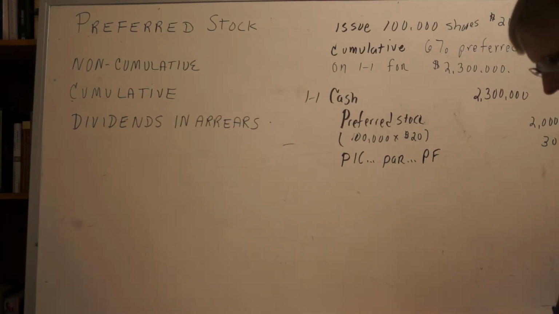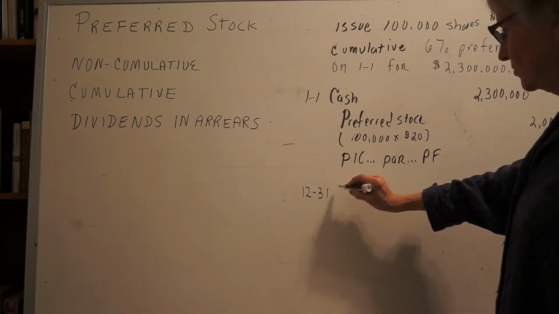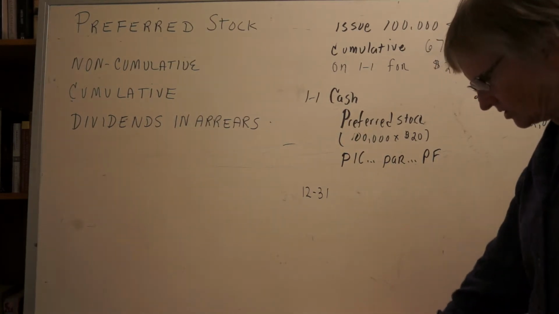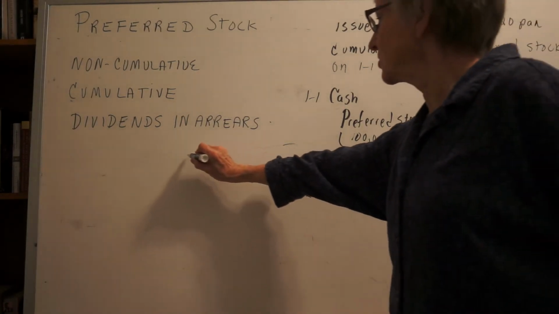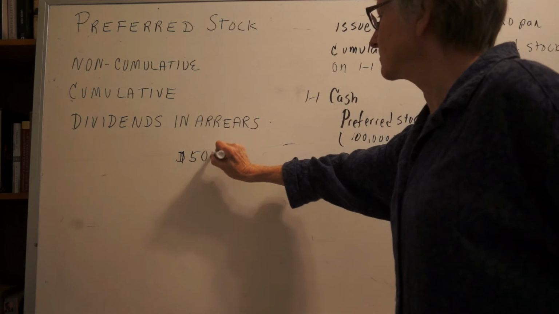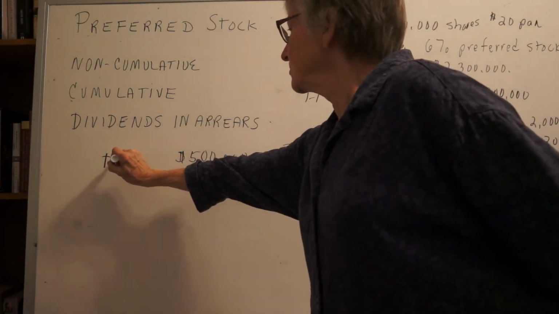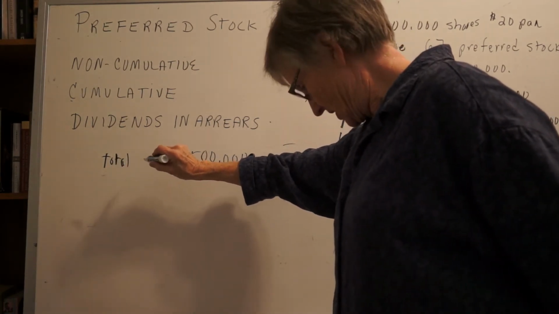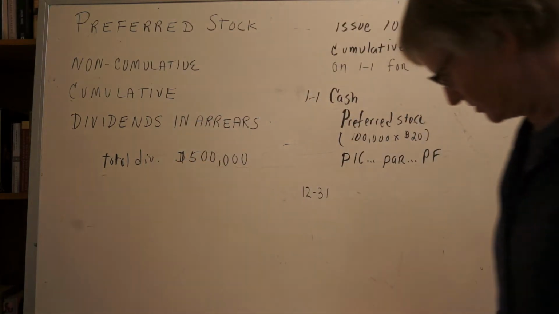Okay, so now they say we want to pay the dividend assuming the stock is not cumulative. So 12/31, we're going to pay the dividend. They declared their first dividend of $500,000. So the total dividend is $500,000. Now, the preferred stockholders get their cut first, and this is going to be allocated between the common and the preferred stock.